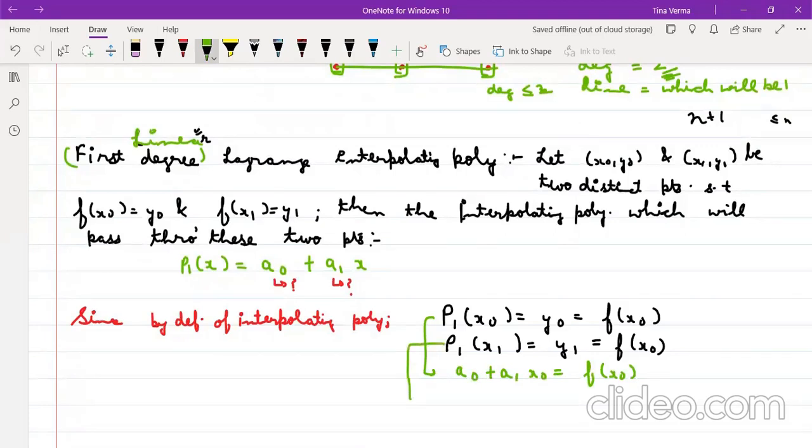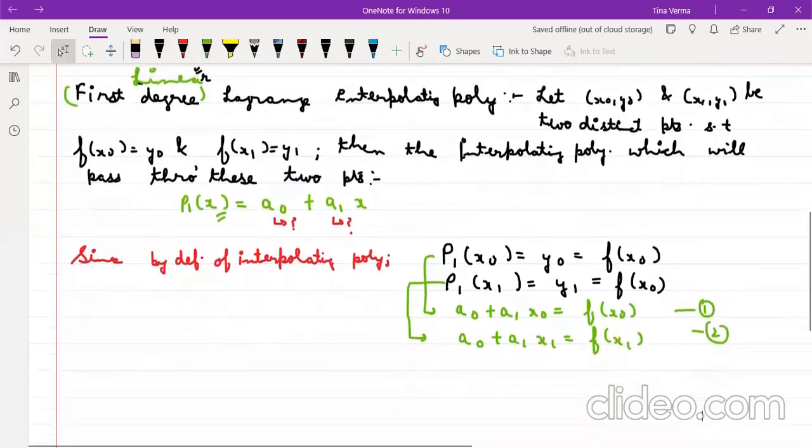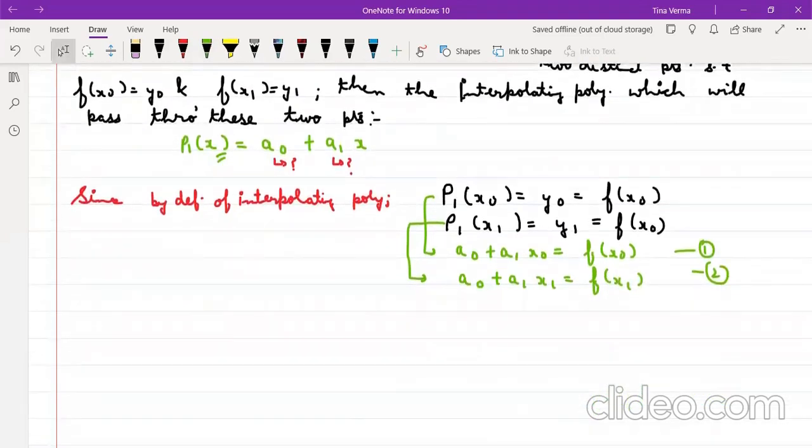And when I substitute x1 in place of x, that will be a0 plus a1 x1, which is the function value at x1. So now you have two equations in two variables that you can easily solve. You know the values of x0, x1 and the function values at x0 and x1. So when you do the subtraction, 1 minus 2, what will you get?